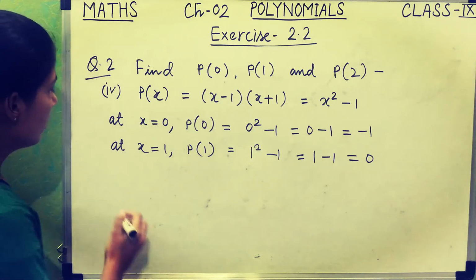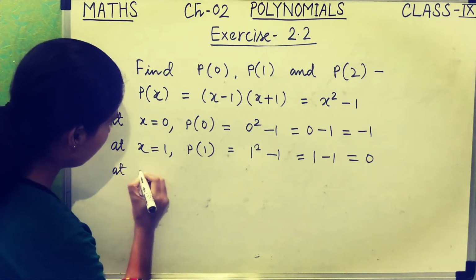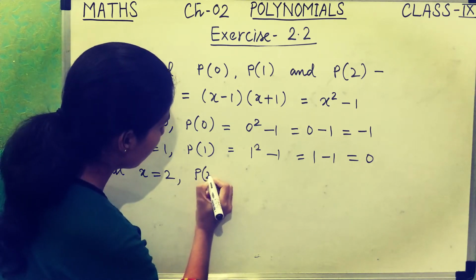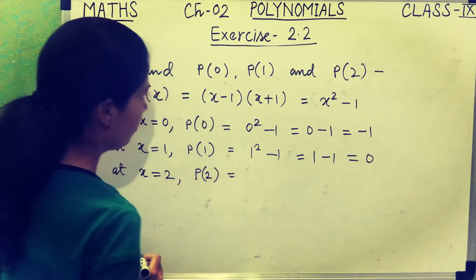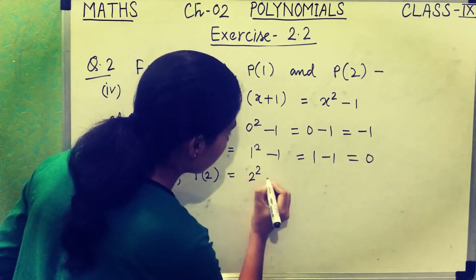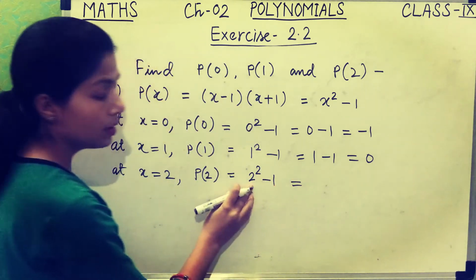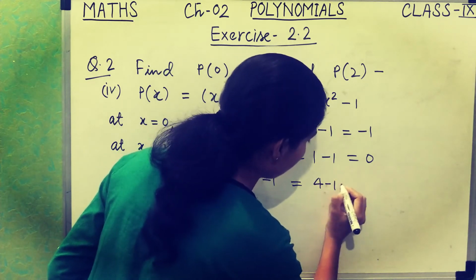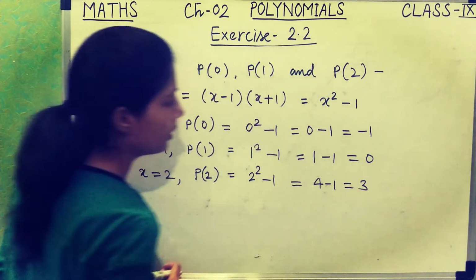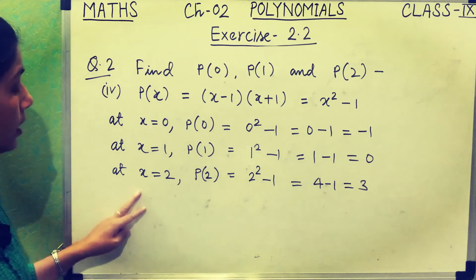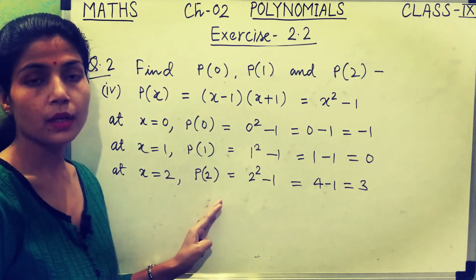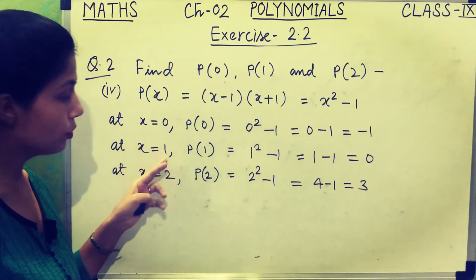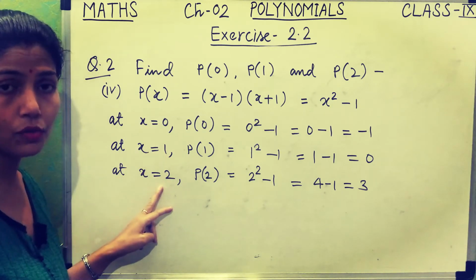Okay, now check at x equals 2. So put in place of x, 2. So 2 square minus 1 means square of 2 is 4 minus 1. So it will be 3. Okay, so these are the values of the polynomial at different values of the variable: x equals 0, x equals 1, x equals 2.